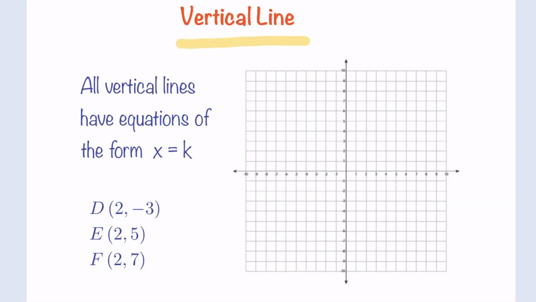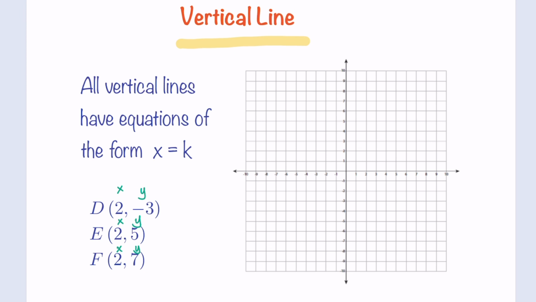A vertical line goes from up to down or down to up. And it says that vertical lines have equations of the form x equals k. Once again, this means that the x coordinate equals a certain number. So here we have 3 points. Point D has the x coordinate of 2 and the y coordinate of -3. Point E has the x coordinate 2 and the y coordinate 5. Point F has the x coordinate 2 and the y coordinate 7.